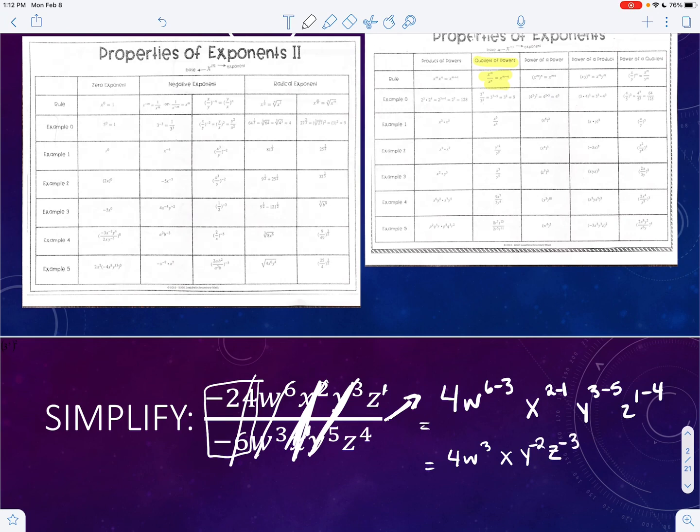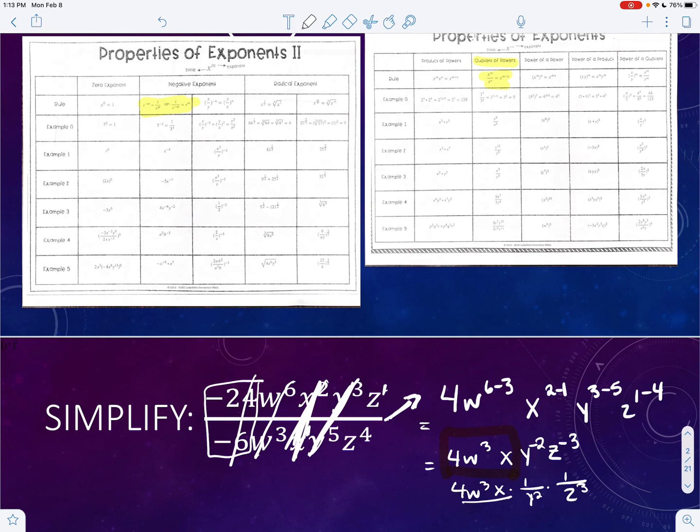Now we need to apply the negative exponent rule here. What does that rule say? If we have x to the negative m, we change it to 1 over x to the m. We already have a numerator here, so this would become 4w cubed x times 1 over y squared times 1 over z cubed.